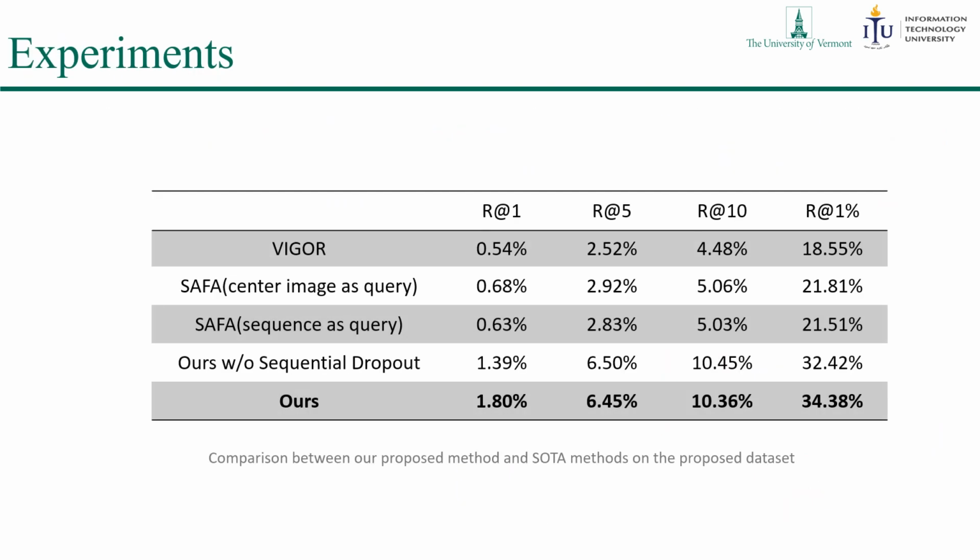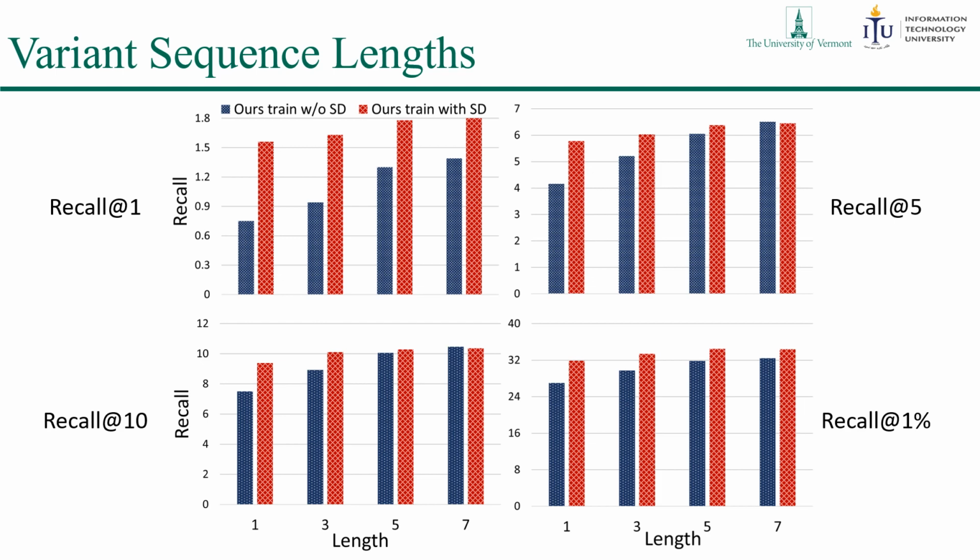In our experiment, we choose SAFA and VIGOR as our baselines. We also ablate our model with or without SD. As we can see from our experiment, our proposed method outperforms all the baselines, and training with SD can largely boost the performance. We then compare our model training with or without SD by feeding street-view sequences with variant lengths. The blue bar is a model trained without SD, and the red bar is a model trained with SD. The results show that training with SD suffers less performance degradation as the length of the street-view sequence decreases. This demonstrates that the model can learn a more coherent feature representation.